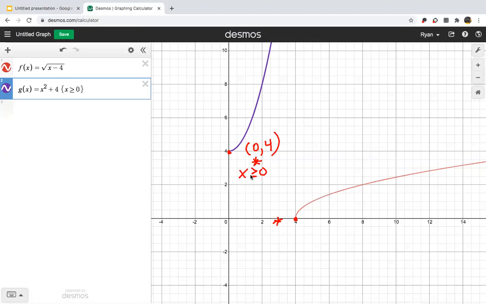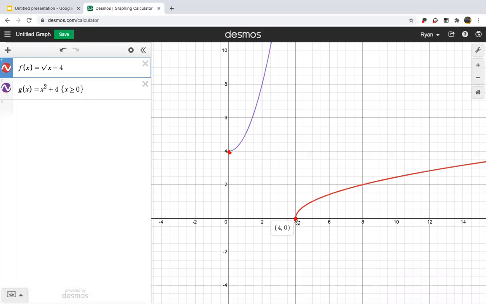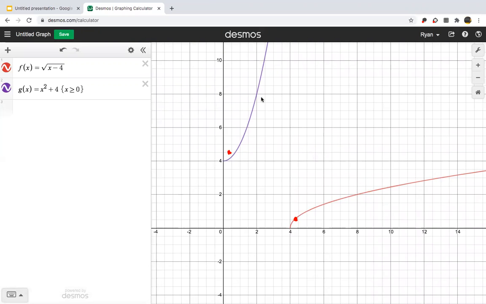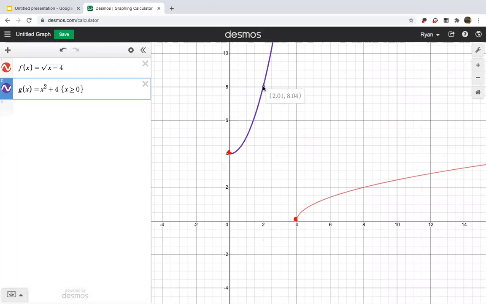So let me clean this up just a little bit. We have the square root function starting at 4 comma 0, and flip that around. The x squared plus 4 function starts at 0 comma 4, okay? Let me pick another point for you. Here's a point on the red curve, okay, 8 comma 2. So guess what we're going to have on the purple curve? We're going to have 2 comma 8, right?